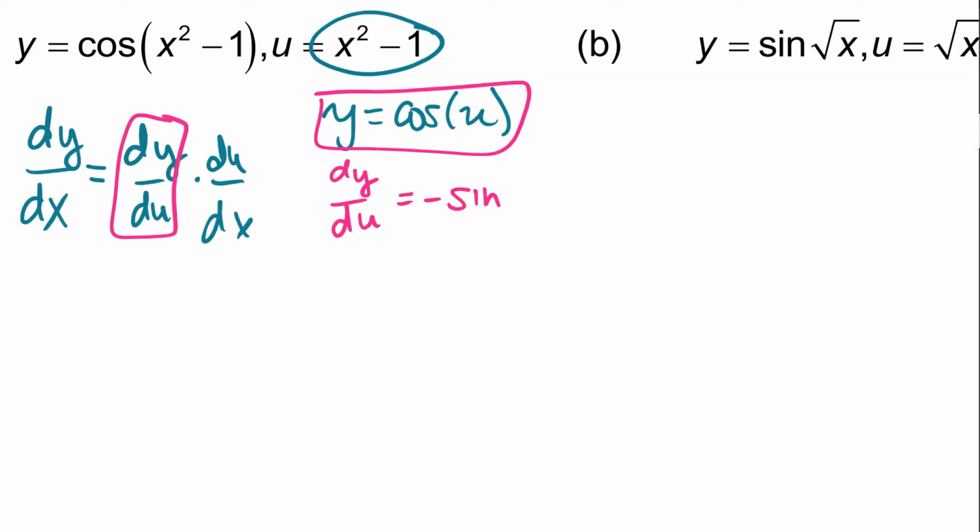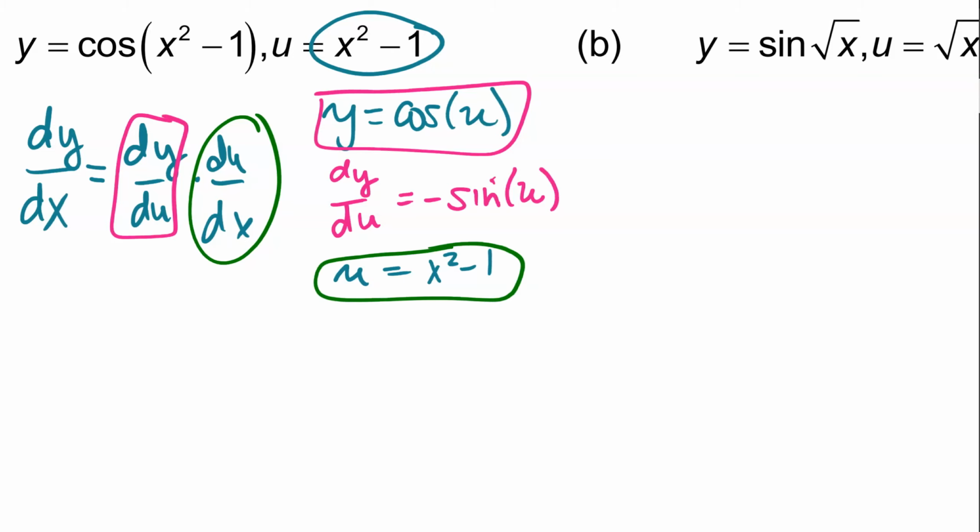Equals negative sine of u. Okay, and then we know that u is equal to x squared minus 1. So what is the derivative of u with respect to x? du/dx equals 2x. So this is breaking it down. This is a form of like u substitution.